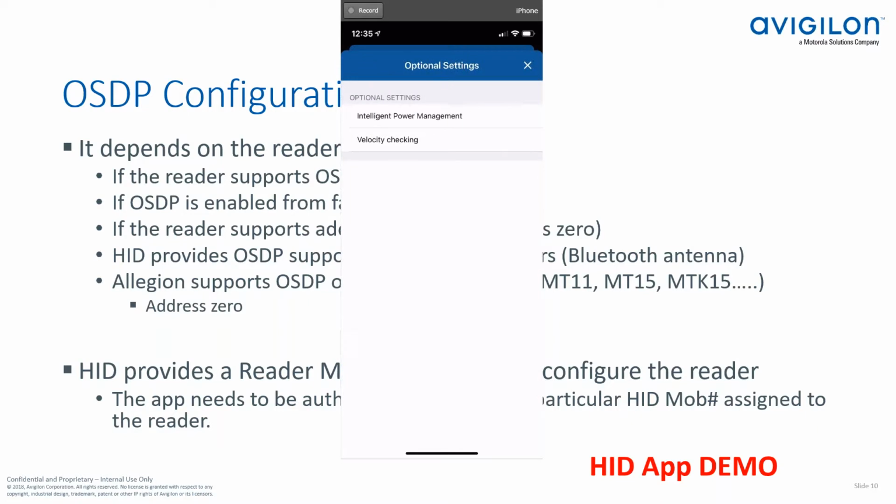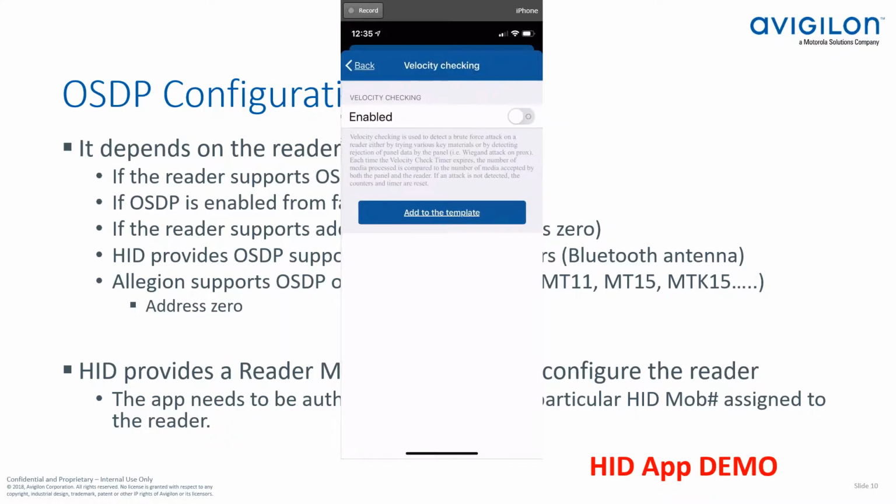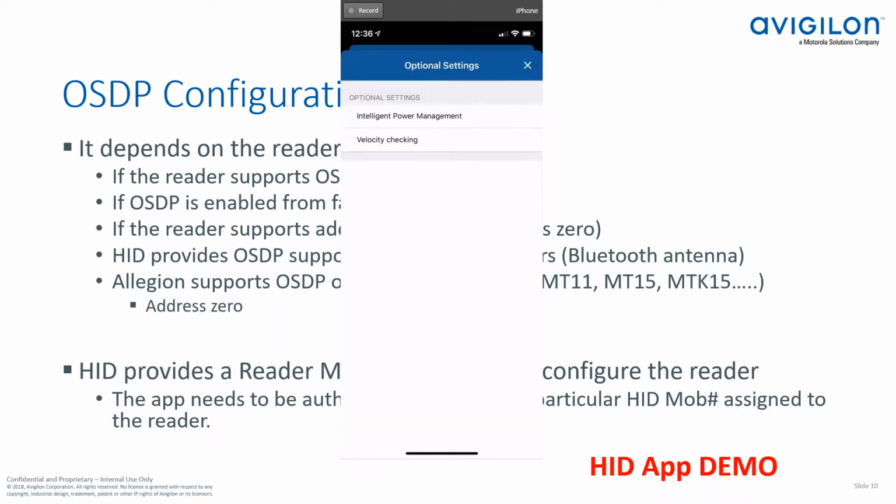A couple of other settings in here. You can talk about power. This velocity checking is an interesting feature. If you enable this, if someone hits that reader, you get informed, which basically does the same thing as if you do the Wiegand, the OSDP line is basically a supervisioning line.